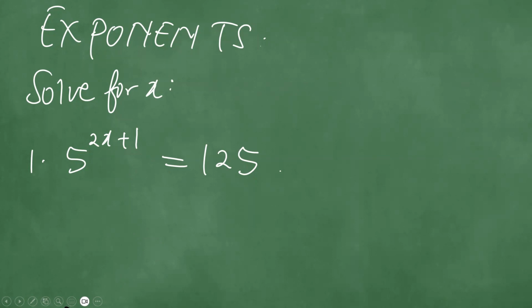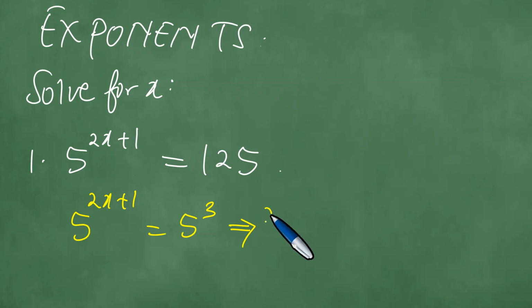Tando, Yolanda, Lerato. I'm not sure. The thing is, I don't have a calculator right now, but you must try to have a base which is the same as the other one, which is 5. 125 is 5 to the power 3, so 5 to the power 2x plus 1 equals 5 cubed.